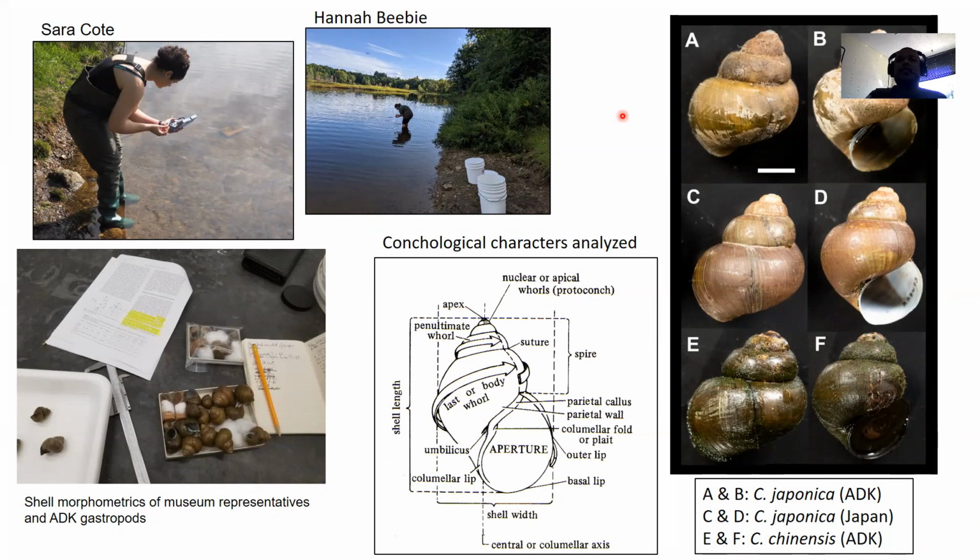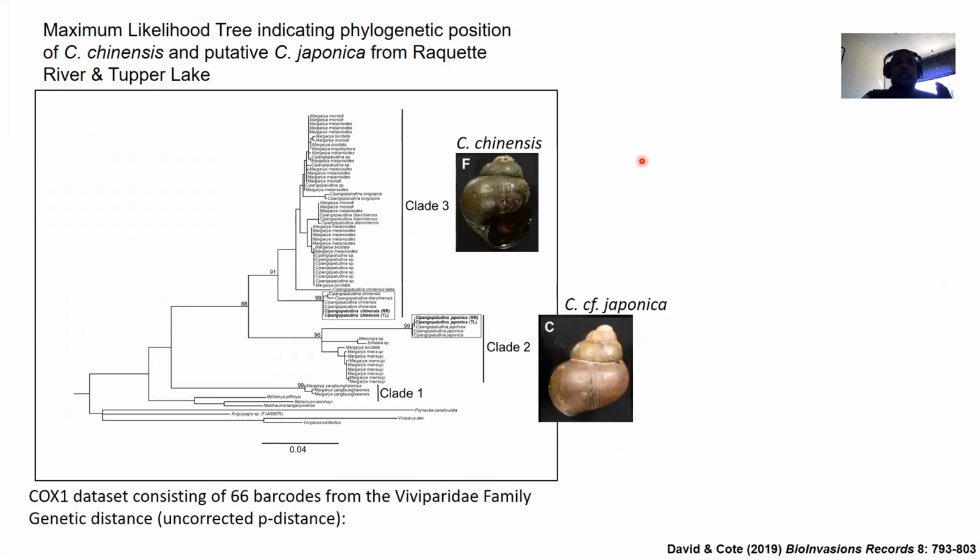And so what we did was we keyed out species that we thought were Cipangopaludina japonica. We compared it with specimens from the type locality using conchological characteristics, and we found very, very close similarities. Then we did our genetic analysis, so we barcoded the specimens we thought were C. japonica and the C. chinensis specimens. And what we found was that there were two distinct clades where each of these species eventually nested into, right?